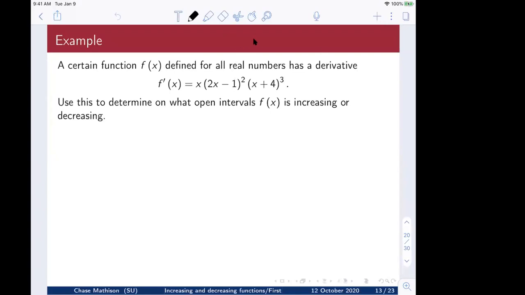Has the answer key posted? I thought I did. I thought I posted the answer key. I will check after this to see.